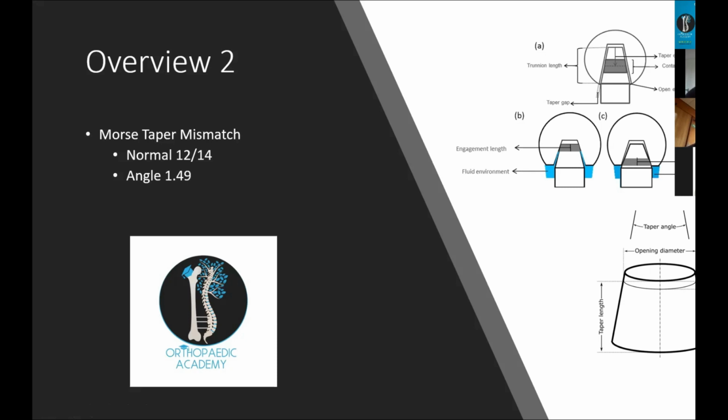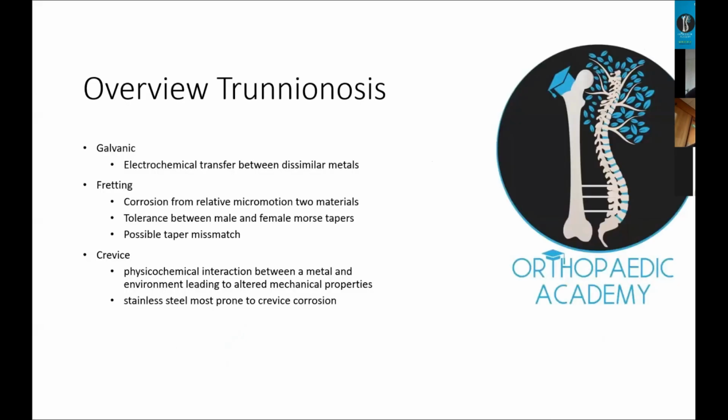Okay. But trionosis, it's a question to try and get you to talk about wear, in particular galvanic wear. So galvanic, fretting, and crevice. So you did talk a bit about galvanic. You understood what that was, like electrochemical transfer between dissimilar metals. You mentioned a bit about micromotion, so that's good. So that's really key. So making sure you've got the right male and female tapers.